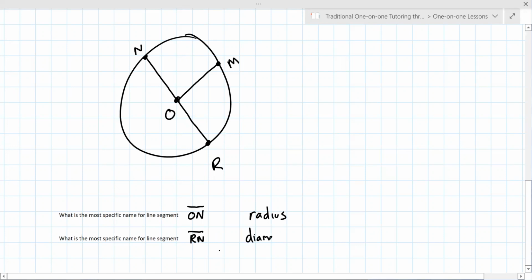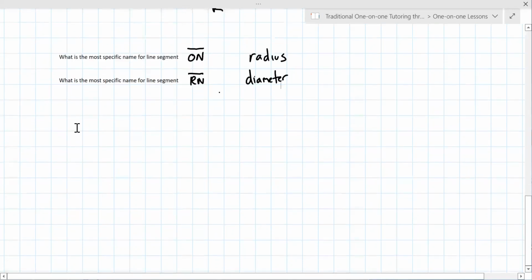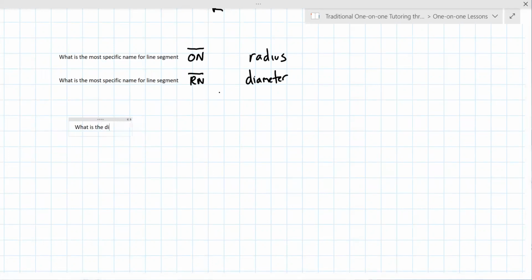Very good. Okay. So can you tell me, Sourish, in your own words, and I'll type this out here, what is the difference between a radius and a diameter? What's the difference between them?